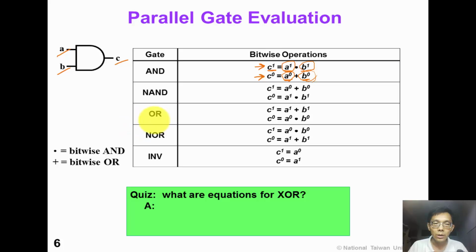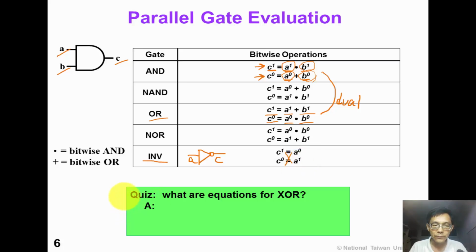In the same way, we can write the equation for the OR gate. C1 is equal to A1 OR B1. And C0 is A0 AND B0. We can see the dual relationship between the AND gate and the OR gate. When we have an inverter whose input is A, output is C, we can simply exchange A0 and A1 to produce C1 and C0.